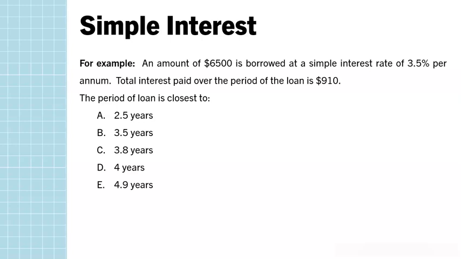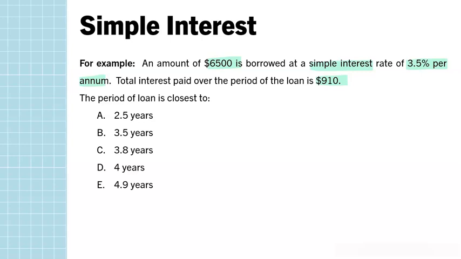So an amount of $6,500 is borrowed, and it is borrowed at a simple interest rate of 3.5% per annum. So note there, they're telling us it's simple interest. The total interest paid over the period of the loan is $910. So in total for the life of this loan, there was $910 interest charged. What we are asked to do is find what is the period of the loan.